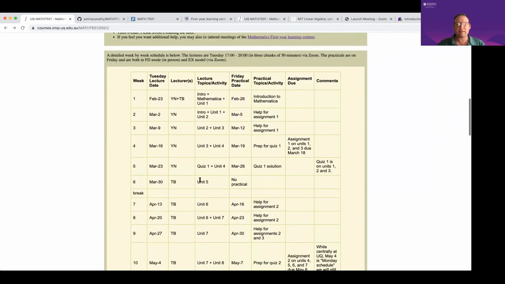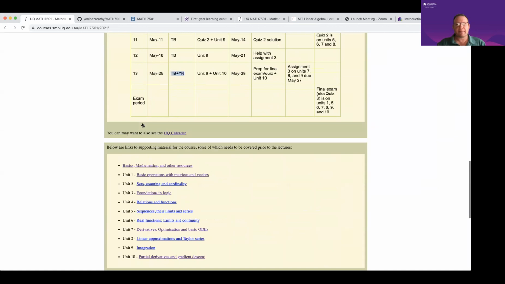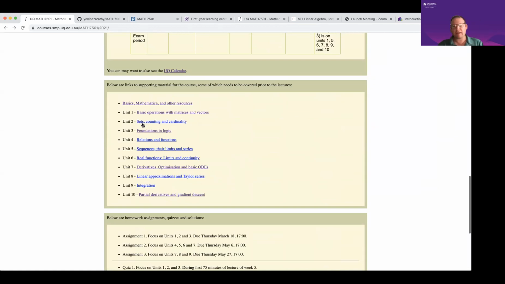The schedule maps to units. There are 10 units, and these units are the same units that appear also in the course reader. If you look at previous years, there was a slight reshuffling, but these have been the units at least for one semester.